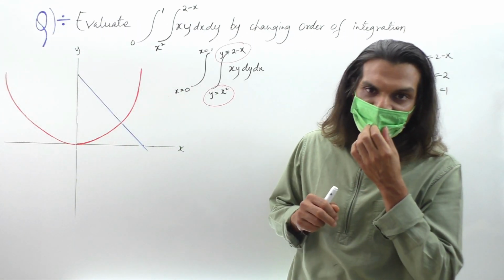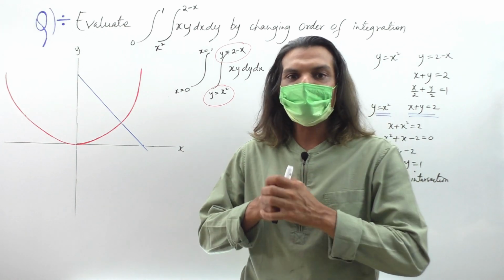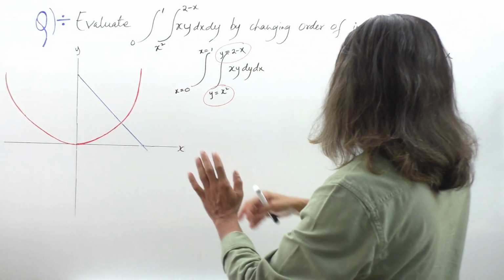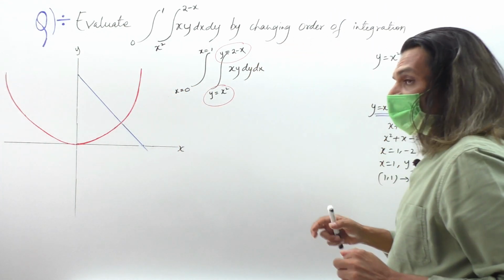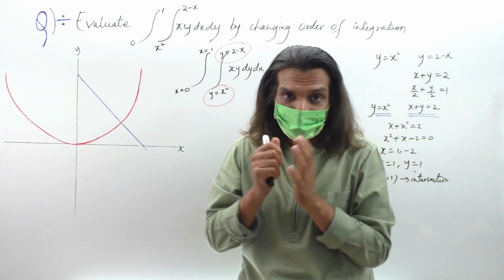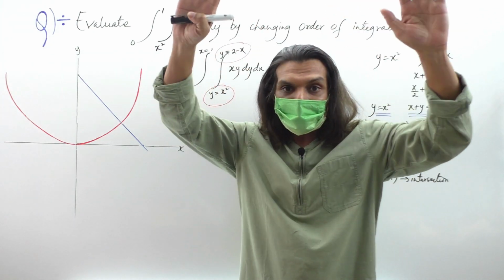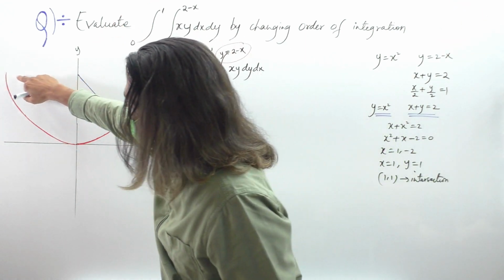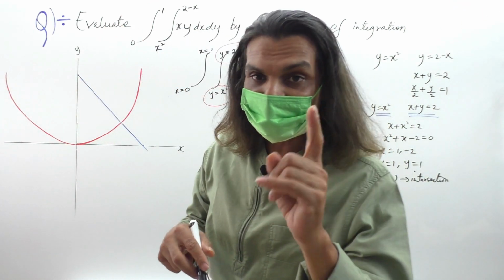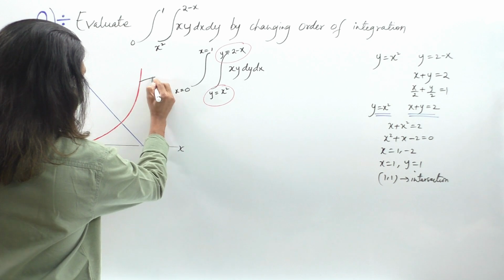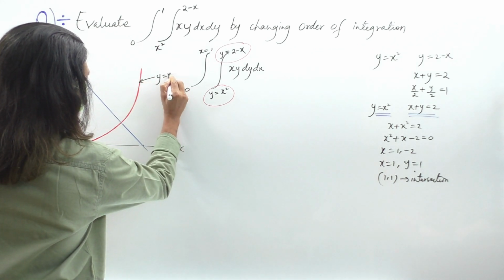I have already drawn the graph for you. So we have two curves. One is y is equal to x square, which represents a parabola. Since there are even powers of x, the parabola is symmetrical about the y-axis. So this red color is the parabola y is equal to x square.